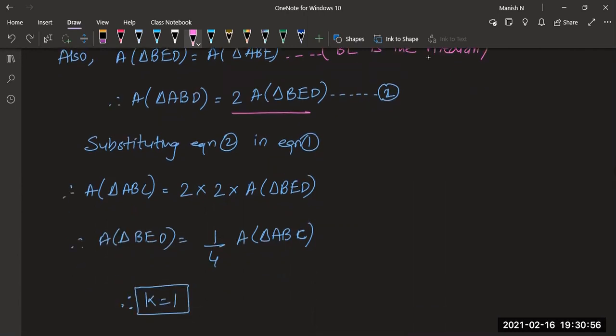So therefore, when you compare this with the given condition, area of triangle BED is K upon 4 times area of triangle ABC, right? If we just simply compare it, we would be able to interpret that K is equal to 1, right? So this is how it works, and it's very simple. Although the question might look a little tricky to us, we realize that it was very simple, right?